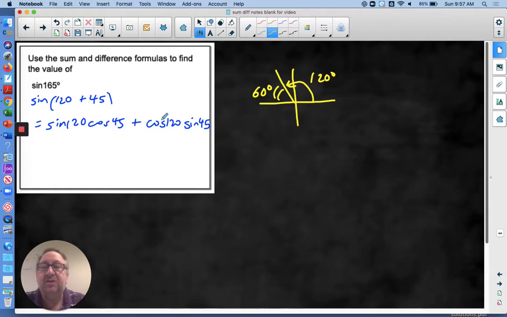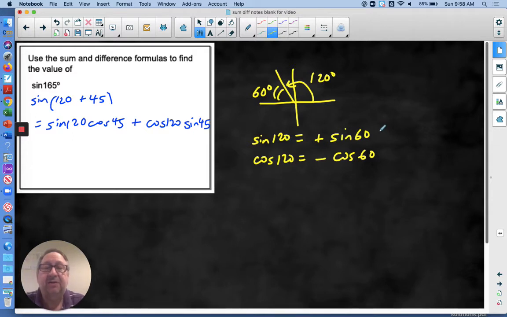The reference angle is 60 degrees. So to get sines and cosines of 120 degrees, the sine of 120 is related to the sine of its reference angle. Sine in quadrant 2 is still positive. The cosine of 120 is related to the cosine of its reference angle, but cosine is negative in quadrant 2. So the value we get for sine of 120 is the same as the sine of 60, which is root 3 over 2. The cosine of 60, but negative, is negative 1/2.